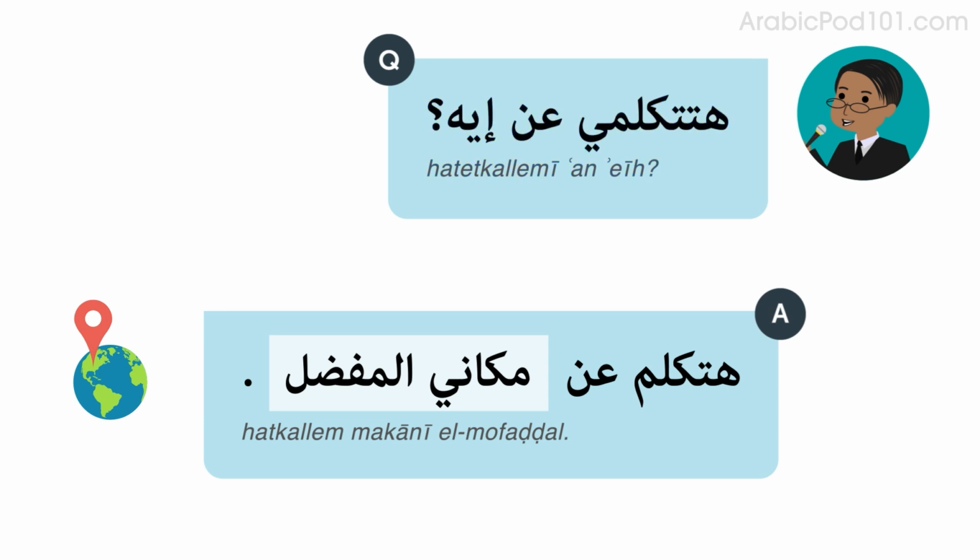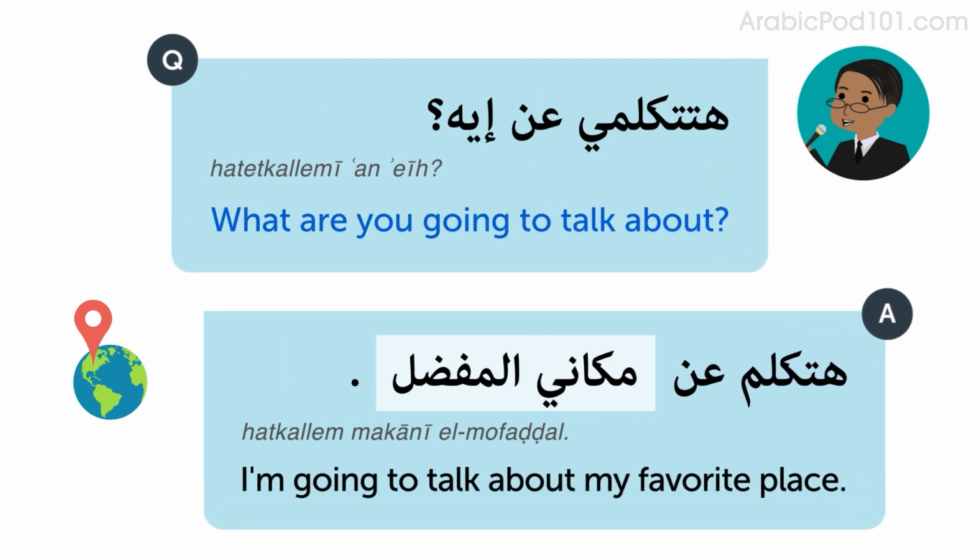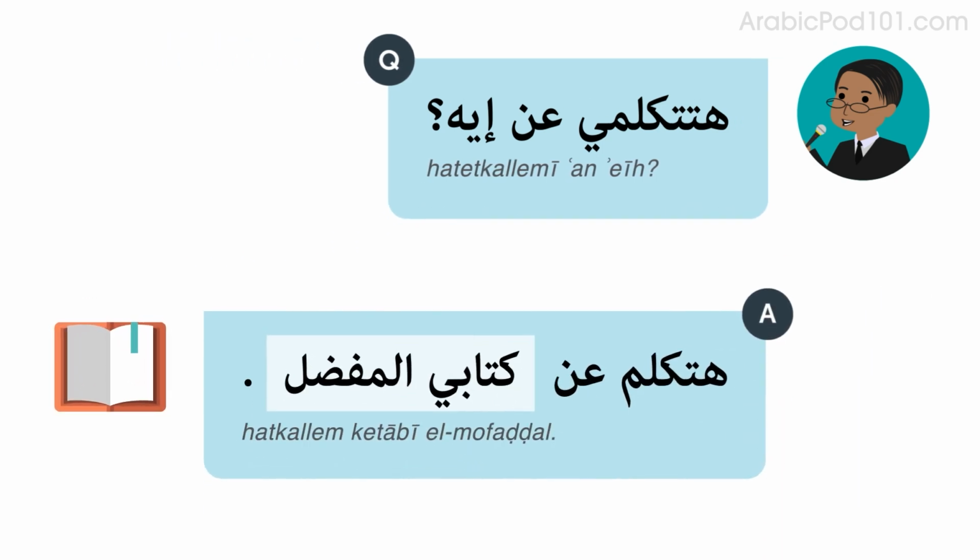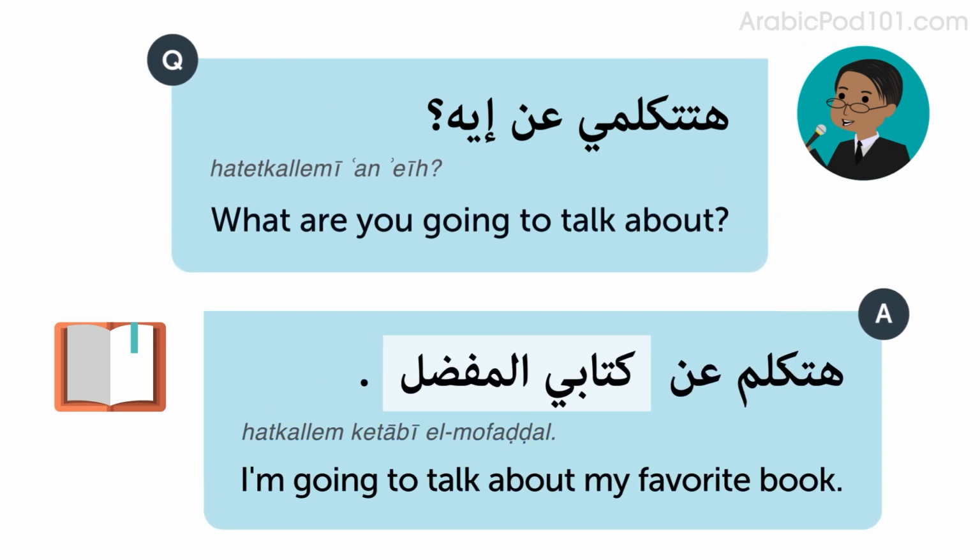هتتكلمي عن إيه؟ هتكلم عن مكاني المفضل. What are you going to talk about? I'm going to talk about my favorite place. هتكلم عن مكاني المفضل. هتتكلمي عن إيه؟ هتكلم عن كتابي المفضل. What are you going to talk about? I'm going to talk about my favorite book. هتكلم عن كتابي المفضل.